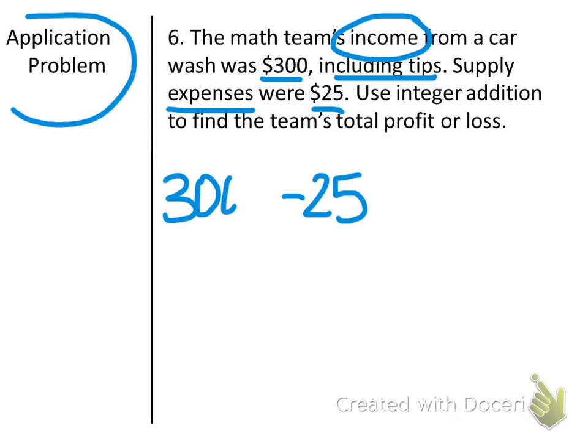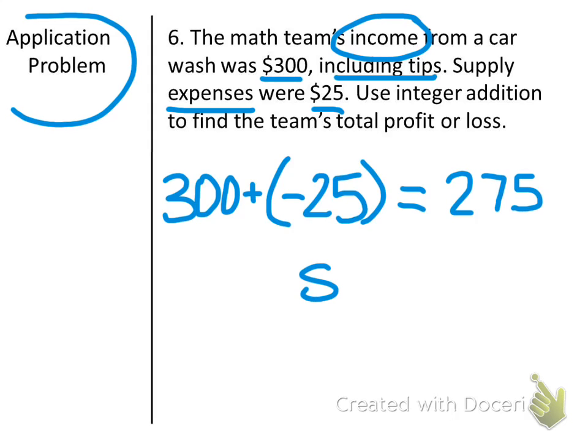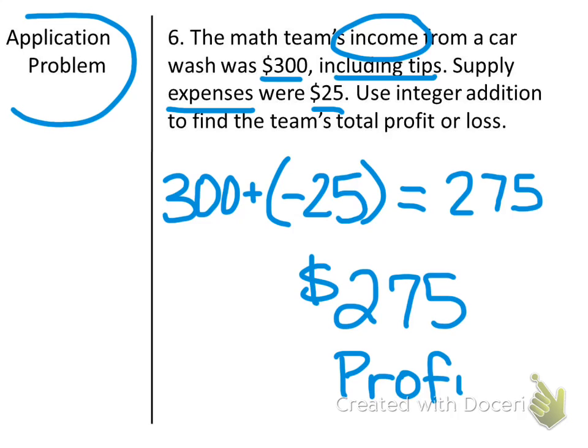So that would be 300 plus negative 25 is, that's correct, 275. So their total profit was $275.